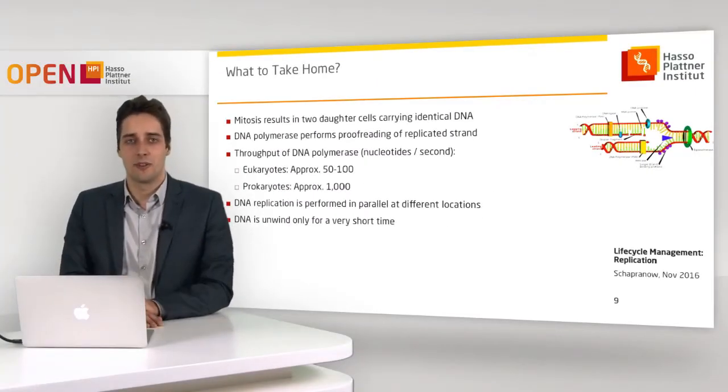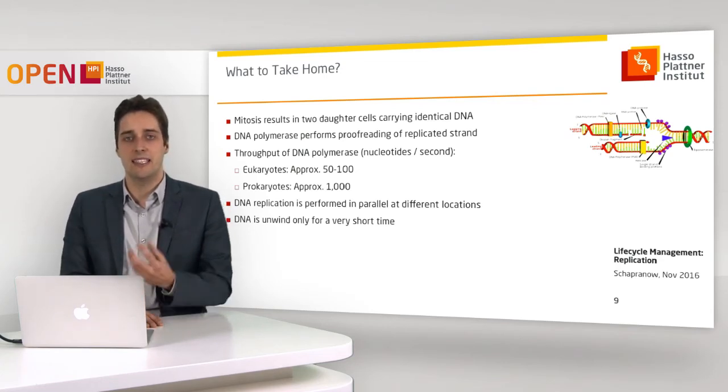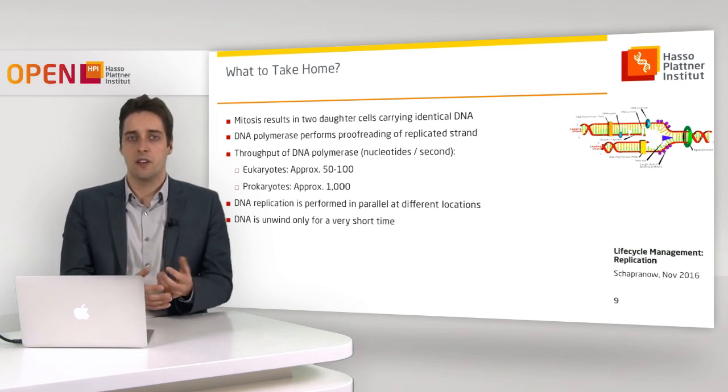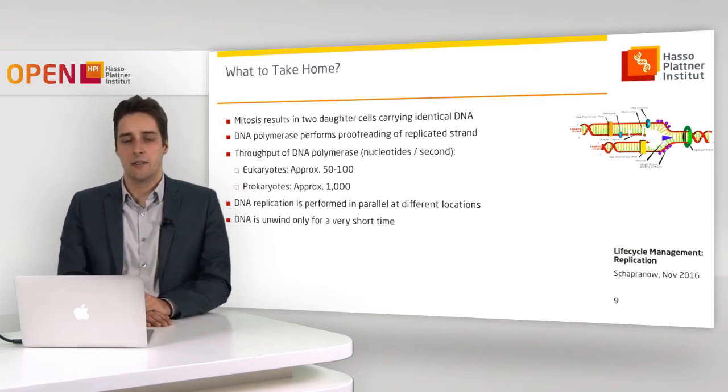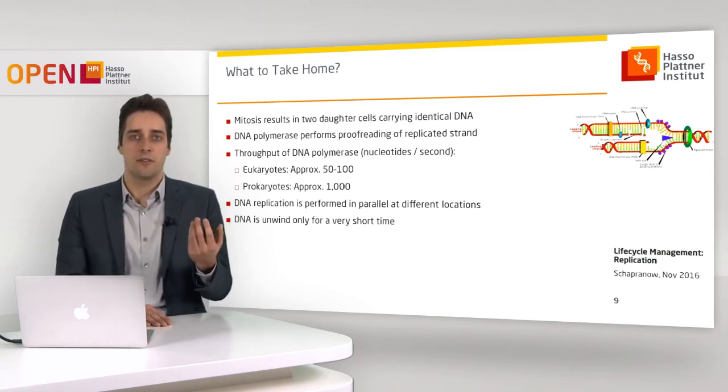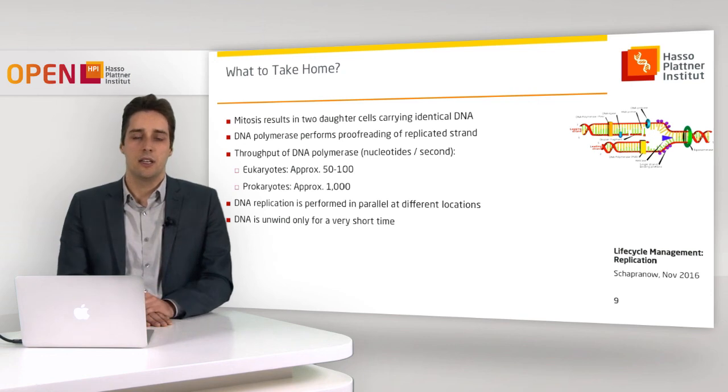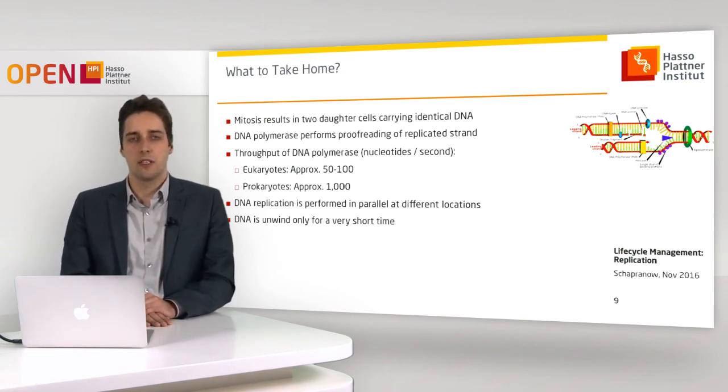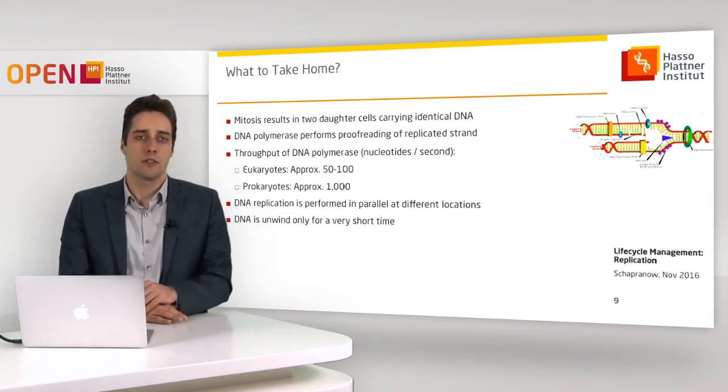So what to take home from this important lecture? First of all, mitosis results in two daughter cells carrying the identical DNA. This is most often the case. And the very important thing here is to understand how it works, because how to ensure that these are identical? Therefore, the DNA polymerase performs so-called proofreading. So every time it replicates strands, it can check if the replicated strand is really the inverse of the template strand. This is also the reason why the throughput of the DNA polymerase is different across eukaryotes and prokaryotes.